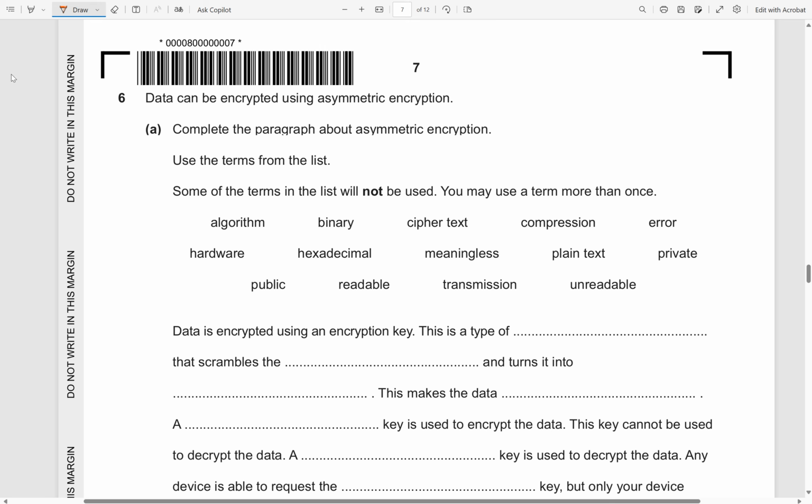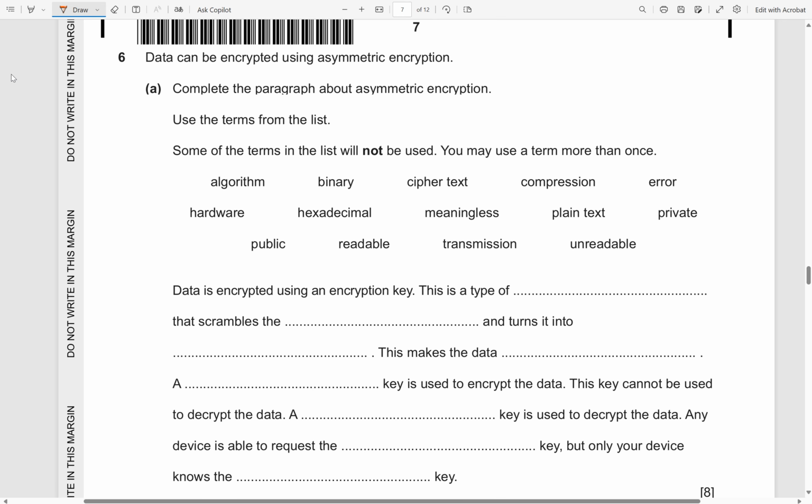Obviously, algorithm, that's going to be a sequence of instructions used to perform a task. Binary, of course, is the base 2 number system. Ciphertext is going to be the result of the encryption, the output, the encrypted text. Compression is taking some data and making it smaller; it could be lossy or lossless. Error, I think everyone knows that. Hardware, physical components. Hexadecimal, base 16 number system. Meaningless, we don't really need to discuss.